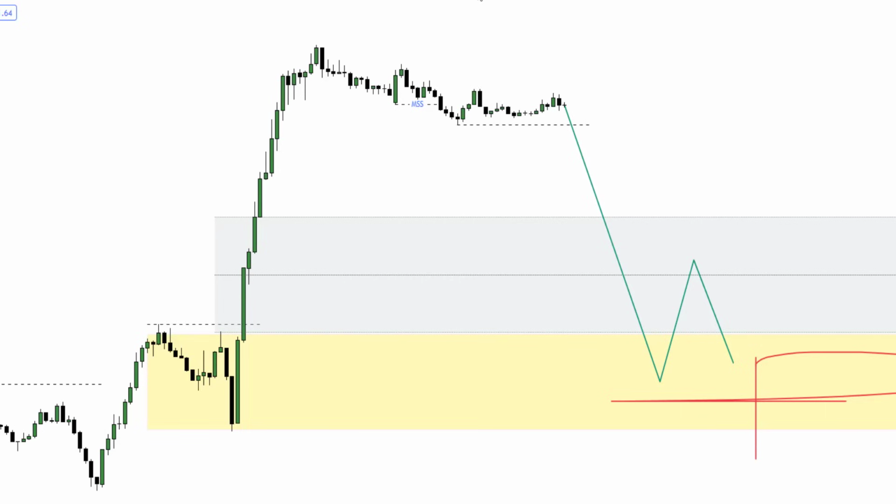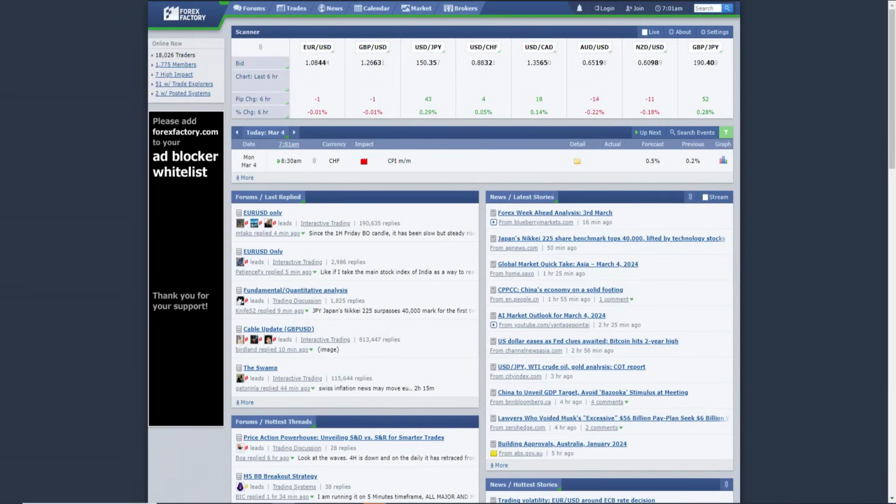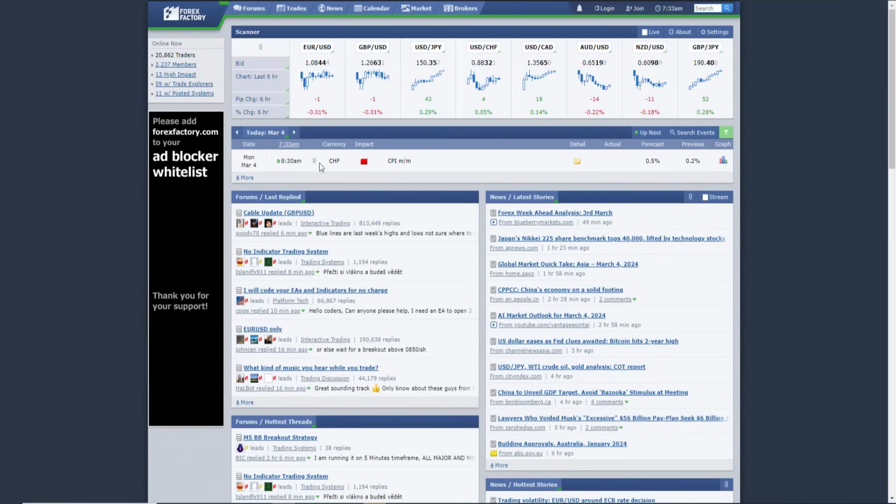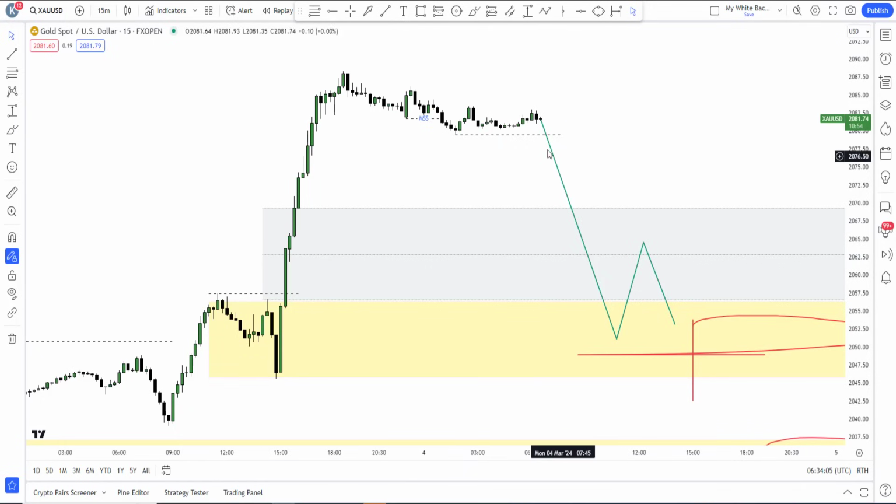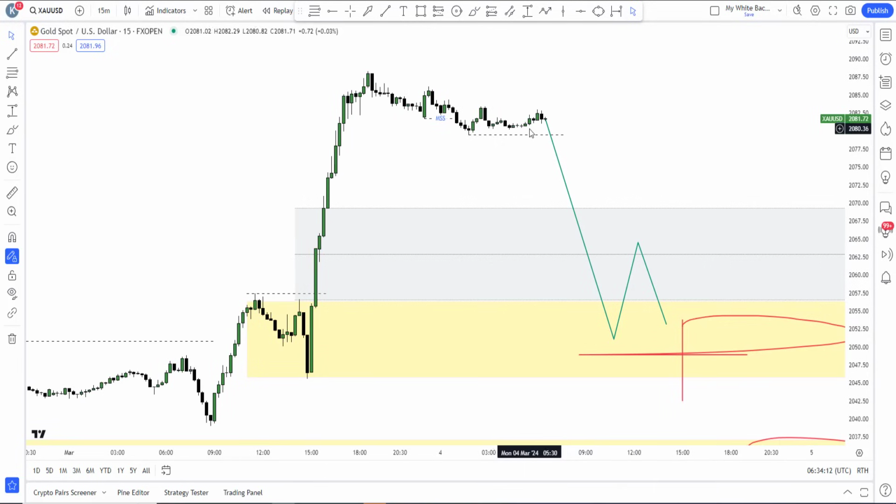So I'm expecting to short gold. I'm expecting to go bearish on gold, and it's important I do that. So don't forget to always also check your economic calendar. It's the last thing you do to be able to know what is going to happen. Today being Monday, there is no serious high impact news. Swiss franc has CPI today, but it's not what we are trading. We are simply trading gold and the USD. So we need to just watch out for what is going to happen here.